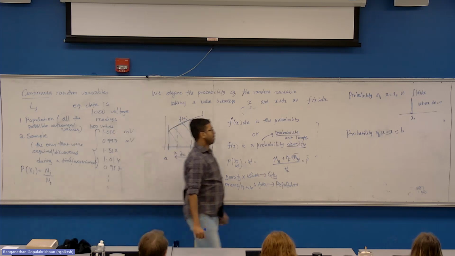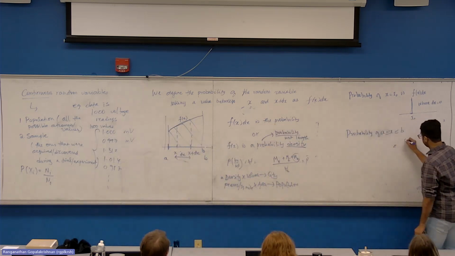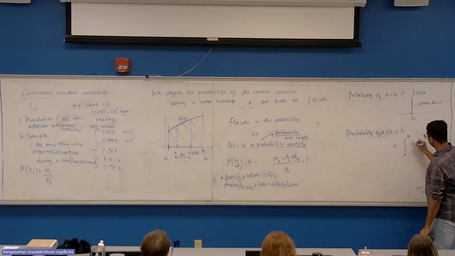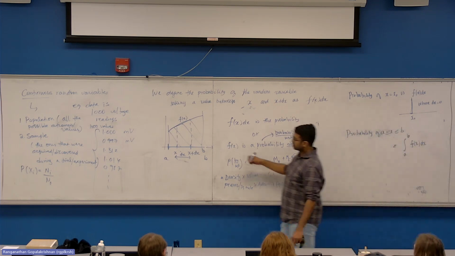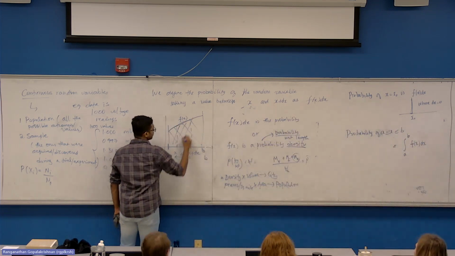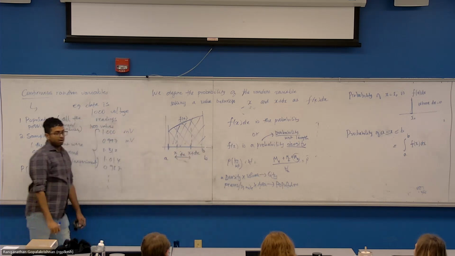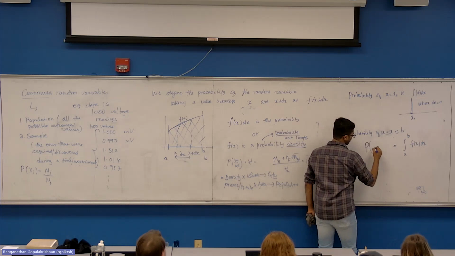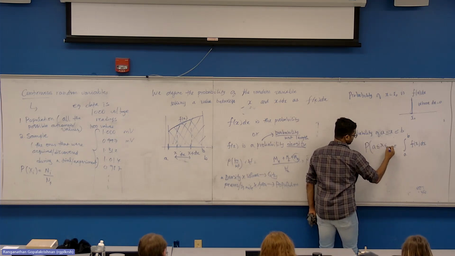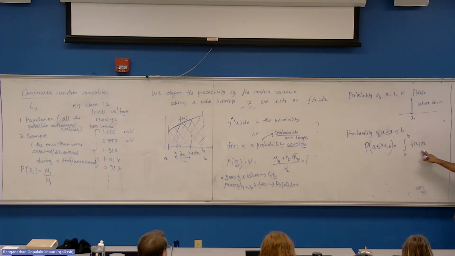That would be integral A to B f of x dx. If x is a continuous variable and it can take continuous values between A to B, the probability is simply the integral of A to B f of x dx, or the area under this curve. Okay, so if I write probability of A to B, that is integral A to B f of x dx.